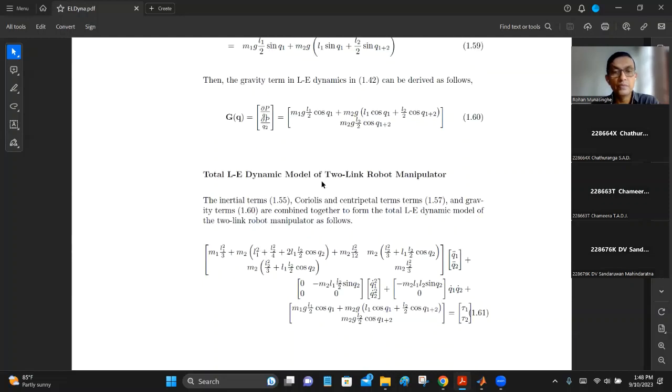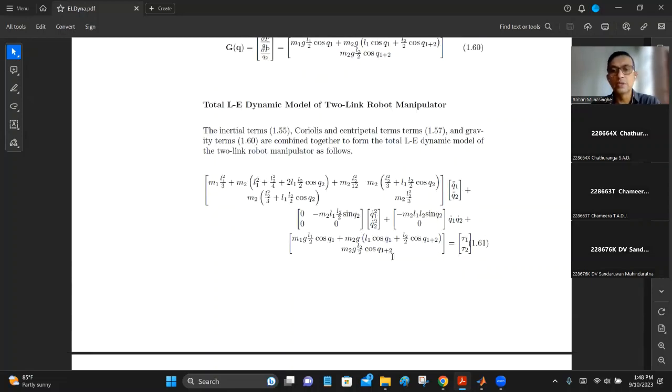Now, what you want to do next is combine all these terms: the inertia terms, the Coriolis and centripetal terms in the middle, and the gravity term next. Combine them together, and that is your torque over here. So it is a very well-structured approach.